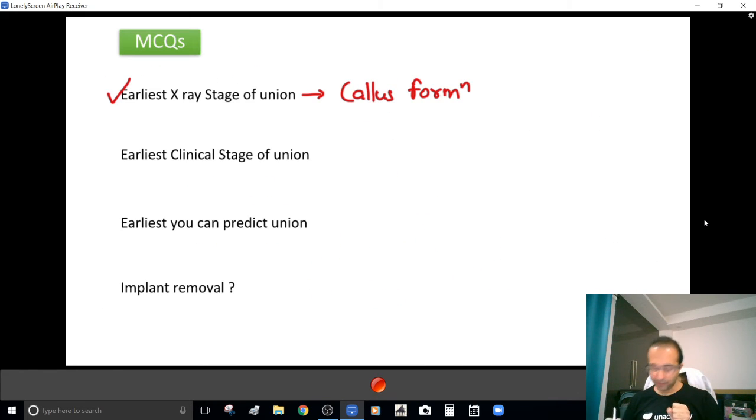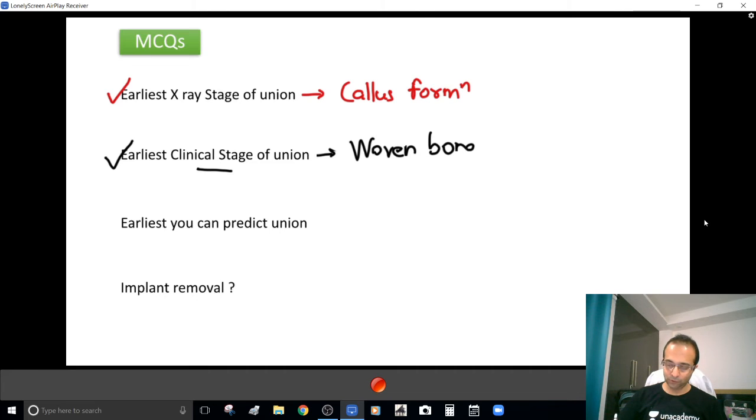So now if the examiner asks you the first clinical stage of union, clinical means apply as much pressure as you want to, the fracture site is not going to move. So here the answer will become woven bone consolidation. I hope you are clear with the difference between the two questions. The first X-ray stage would be callus formation. The first clinical stage will be woven bone formation because it is woven bone that is rigid hard.